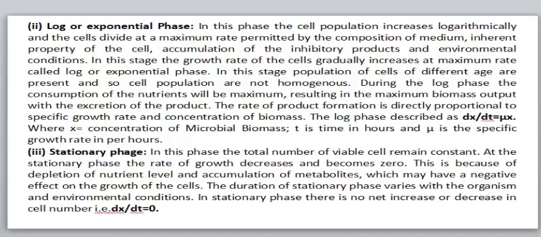Now the second stage is the exponential phase. In this phase, cell population increases logarithmically at the maximum rate permitted. Here cell division starts, cell multiplication takes place. The rate of nutrient depletion is also at a higher rate, at maximum rate.